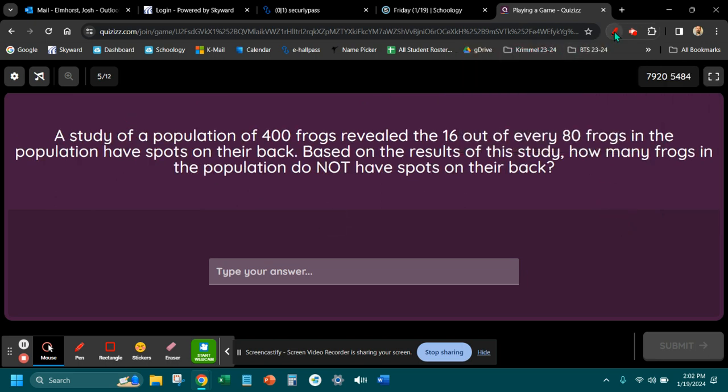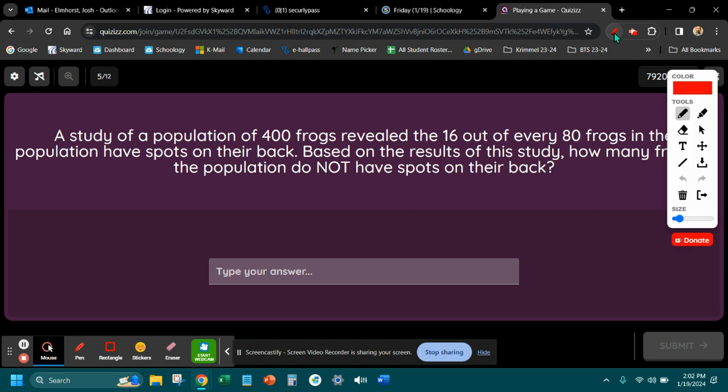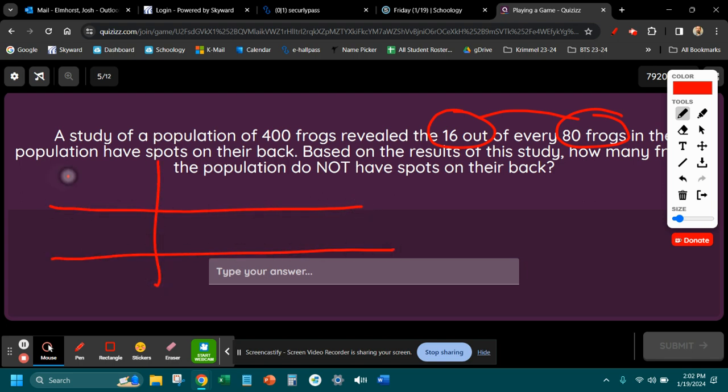Okay, looking at question number 5 of spotted frogs and total frogs. So this one, it's saying spotted frogs is going to be 16 out of 80. So we got 16 out of 80 are going to be spotted. So set up your part total table. Spots, no spots, and then total.